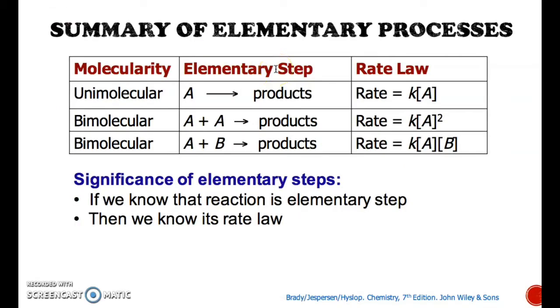Summary of elementary processes: molecularity, unimolecular, bimolecular, and this is also bimolecular. We look at the elementary step, A, and this is the product, and this is the rate law. For the bimolecular with the same reactant, this is how you write the rate law. And for the bimolecular with different reactants, this is the rate law. Significance of elementary steps: if we know that a reaction is an elementary step, then we know its rate law.